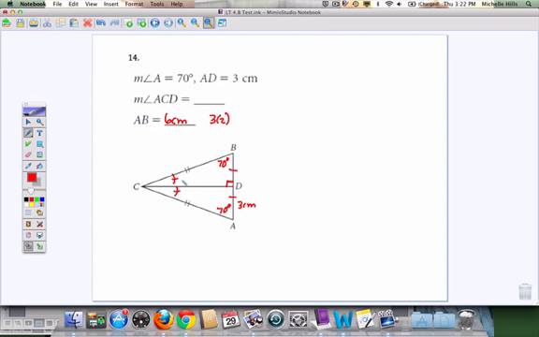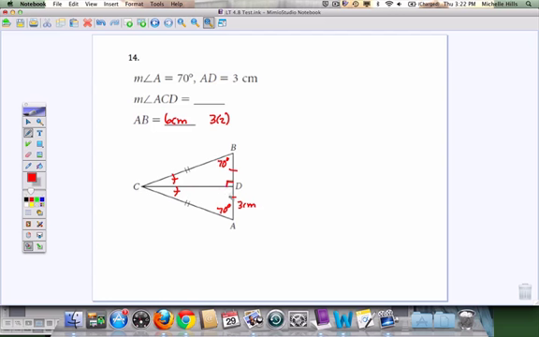I can either do the triangle sum conjecture now if I want to, because I know this is 90 degrees, this is 70 degrees, I can get that. Or some people looked at the larger triangle, used the triangle sum conjecture there and the definition of congruent angles, and did 180 minus 2 times 70 and then divided that by 2.